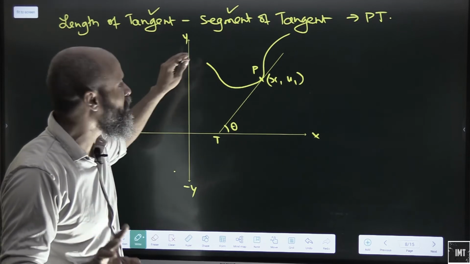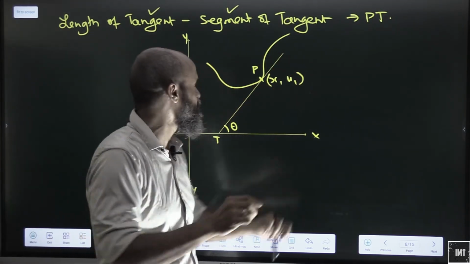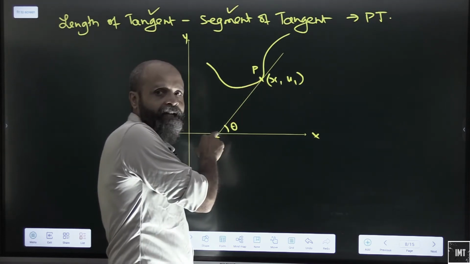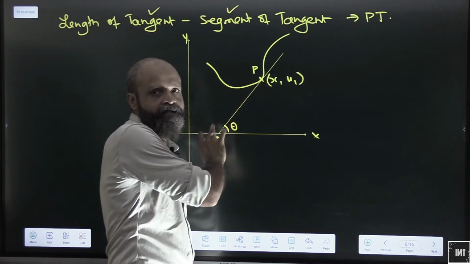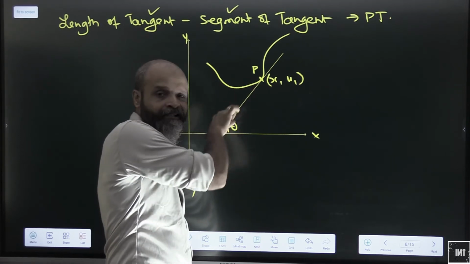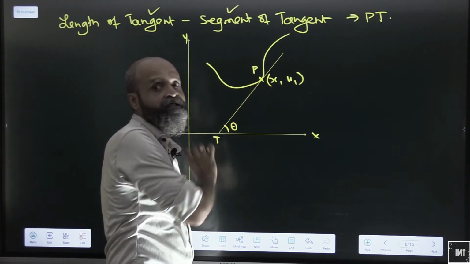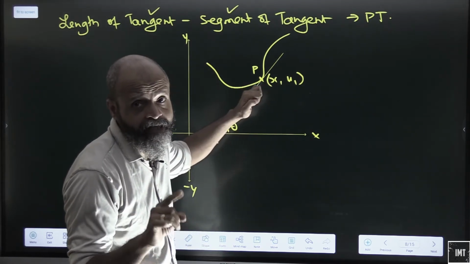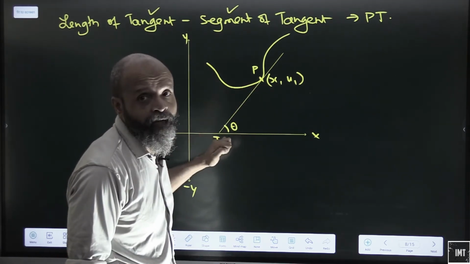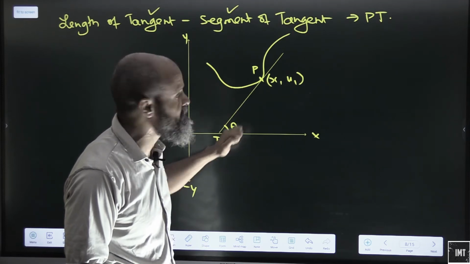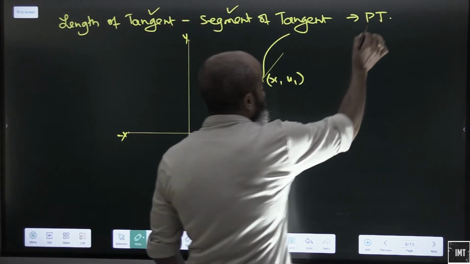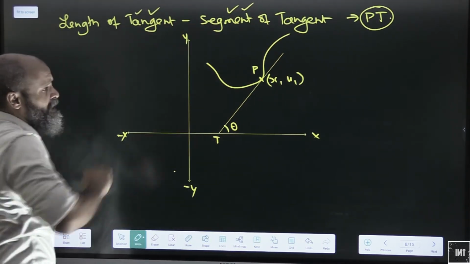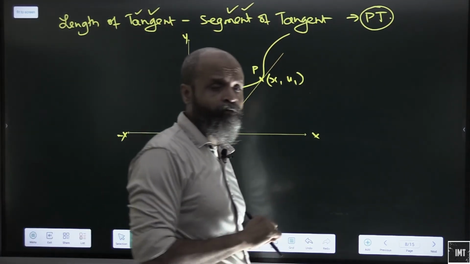Length of a tangent or segment of a tangent is basically the distance between the point of contact and the x-axis. So this length, where the tangent meets the x-axis, between the point at which it touches the curve and the point at which it touches the x-axis, this length PT is basically known as the length of tangent or segment of tangent. Now how do we find this out?